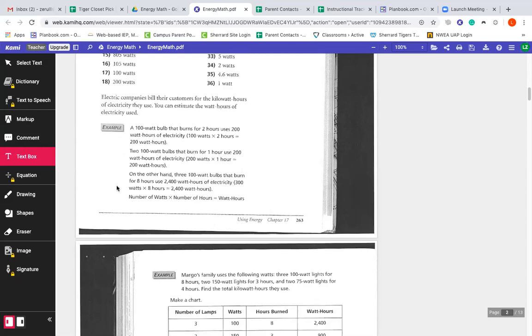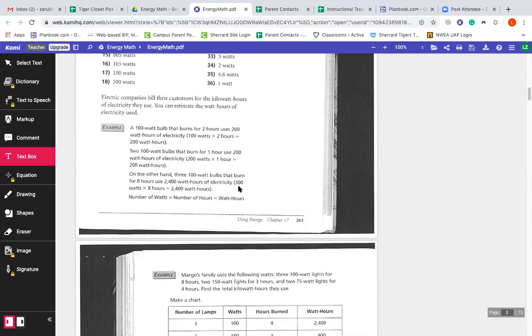They give us one last example here, and then we're going to go down here and talk about Margot. On the other hand, 3 100-watt bulbs that burn for 8 hours. Okay, so you have 300 watts total here. If you again walk in your bathroom, you've got 3 bulbs that are in the light fixture up there, and they're all 100-watt bulbs, and you turn that bathroom light on and you let it go for 8 straight hours, you're using 2,400 watt hours of electricity.